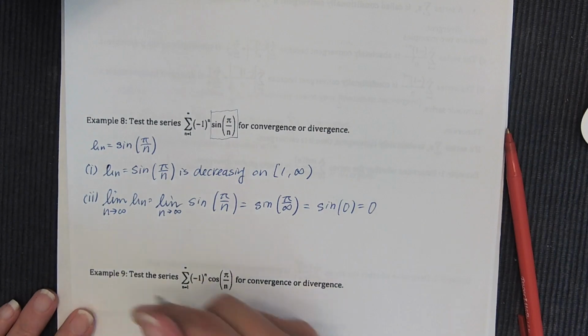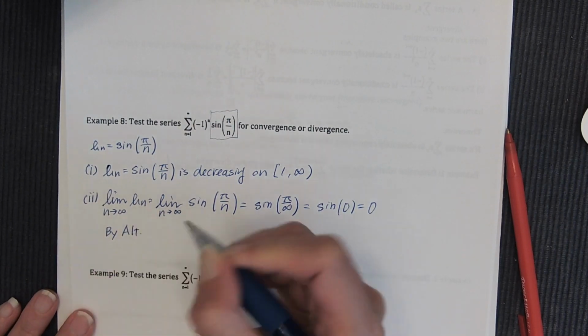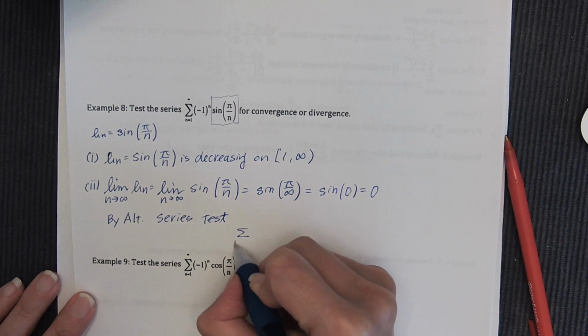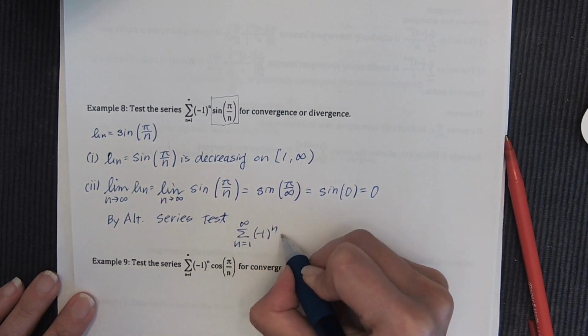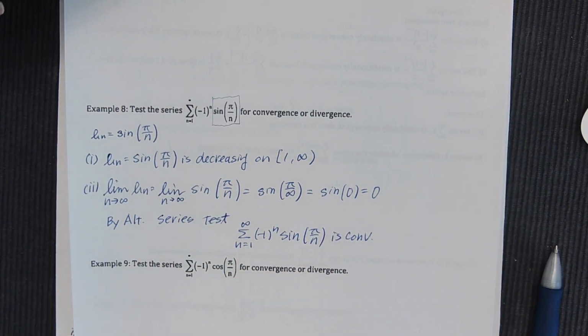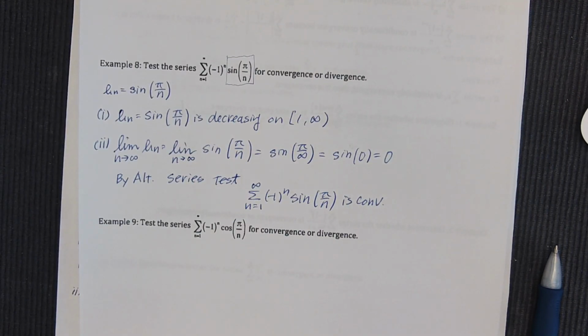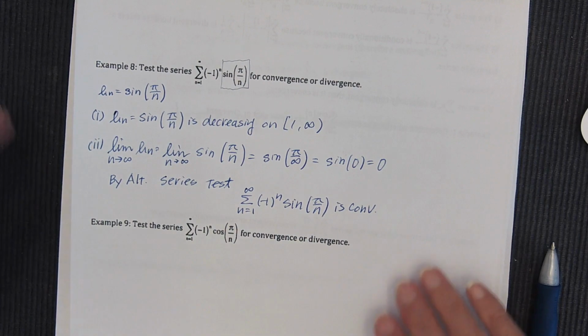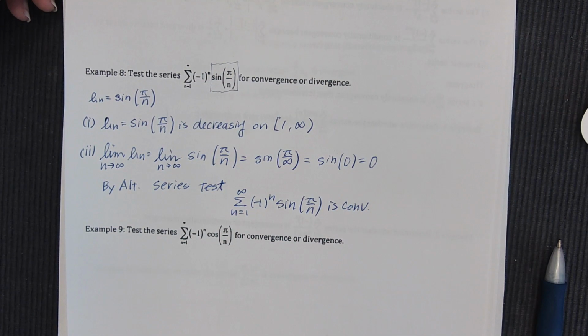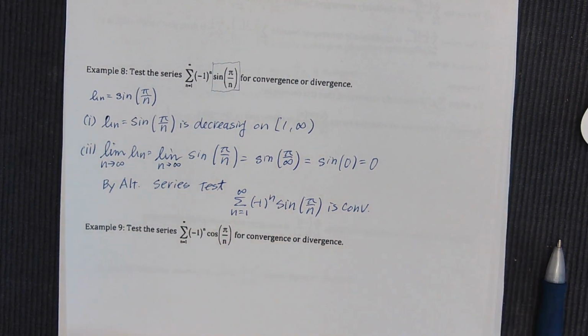So by the alternating series test, the summation n equals 1 to infinity of negative 1 to the power n sine pi over n is convergent. Okay, so that's the answer. Any questions here? Hopefully you understand. This is the end of the alternating series test. Alternating series is not too bad, right? I hope you understand.